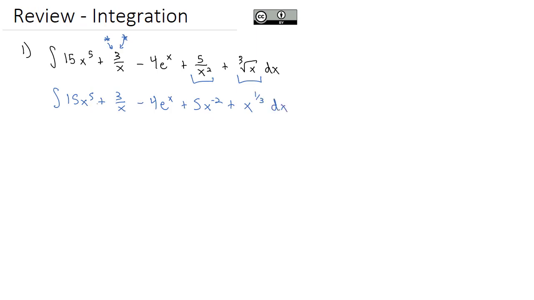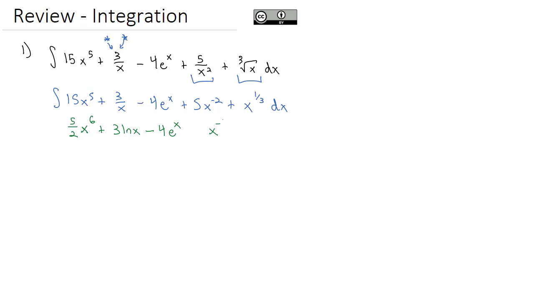Now we can go term by term, and we can take the antiderivatives. First thing we're going to do is increase the exponent by 1 to make it 6, giving us 15/6, which I can reduce to 5 over 2, plus 3, and the antiderivative of 1 over x is the natural log of x, minus 4, the antiderivative of e to the x is just e to the x.